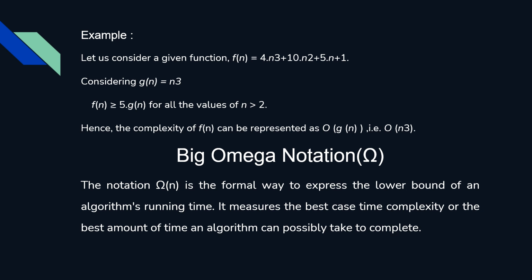Then we go to the next type of asymptotic notation, big omega notation. What is big omega notation? It provides a lower bound on the growth rate of an algorithm's complexity. This notation is a formal way to express the lower bound. It measures the best case time complexity, or the least amount of time an algorithm can possibly take to complete.